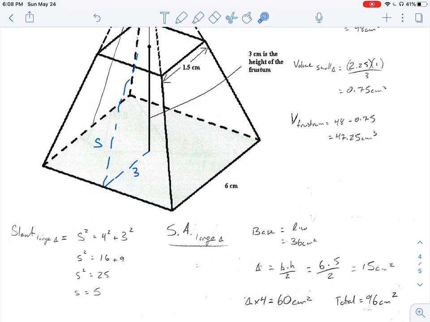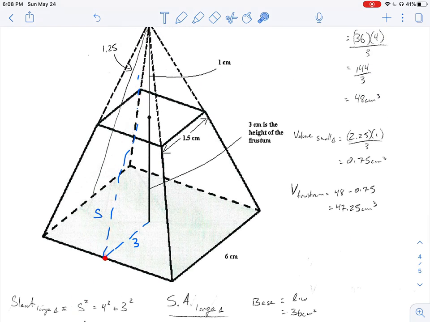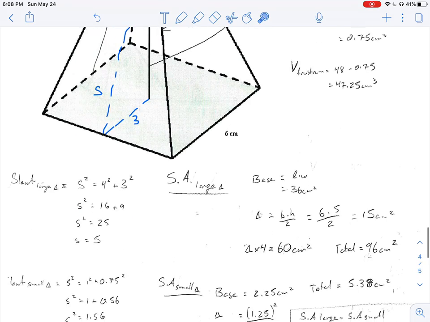So slant height, which is this, one side length, and then the height we know to be 4. S squared equals 4 squared plus 3 squared. We end up getting a slant length of 5, right? And then the surface area of the large pyramid is the base, length times width, which is 36, and then the triangle, base times height divided by 2, 6 times 5 divided by 2 is 15. There are 4 of these big triangles, which would be 60. So the total surface area is 96 centimeters squared.